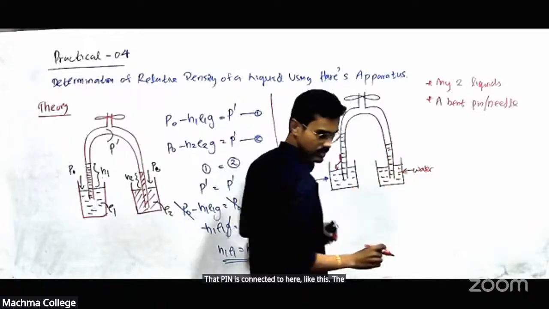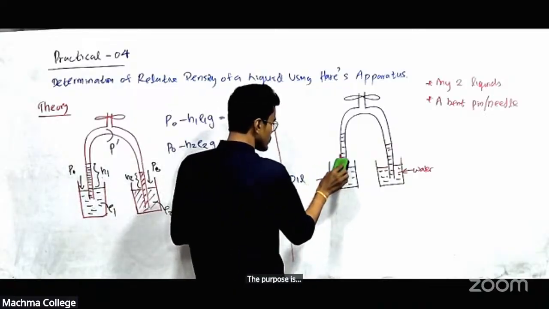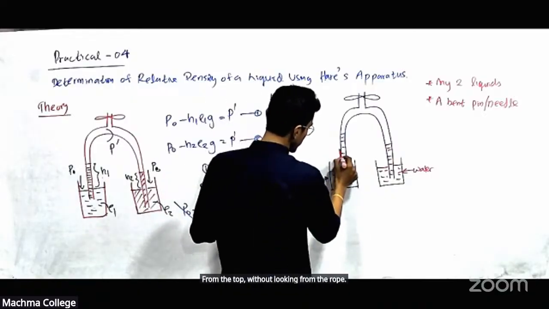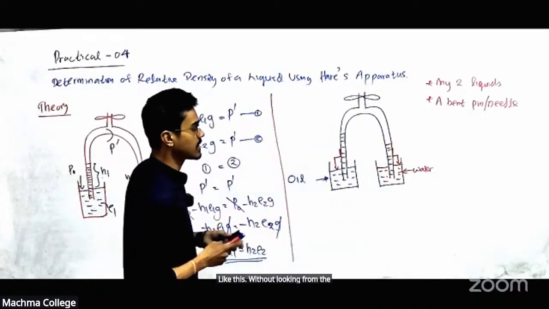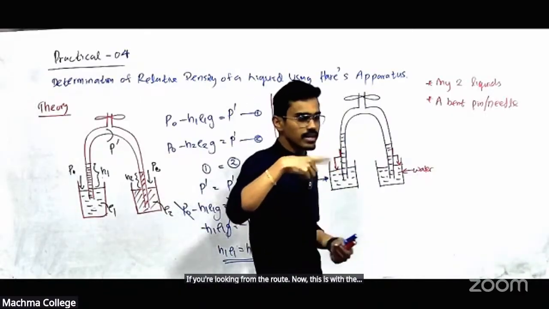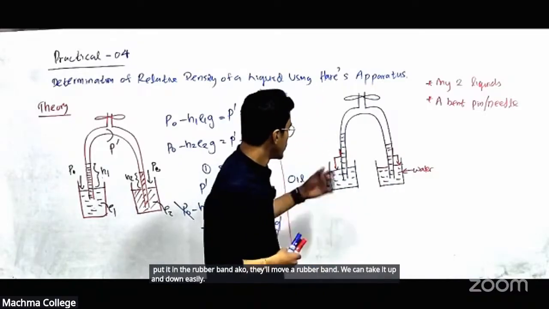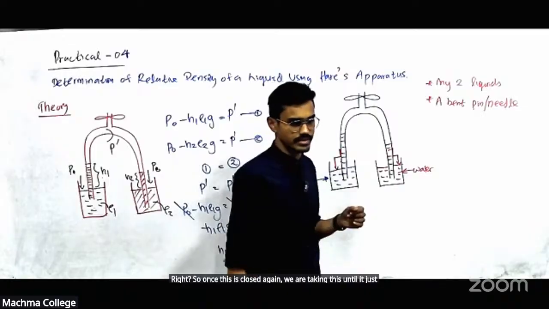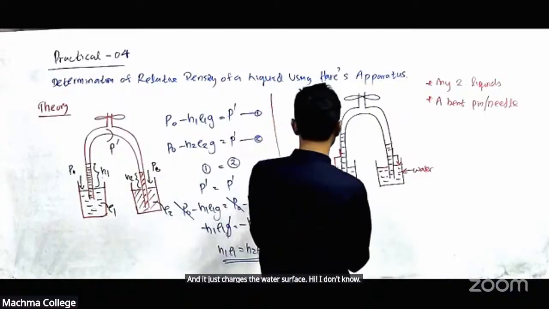The purpose is, let me draw here again, without looking from the top. They are called index. Now this is with a movable rubber band. We can take it up and down easily, right? So once this is closed again, we are taking this until it just touches the water surface. And for the other one also the same.